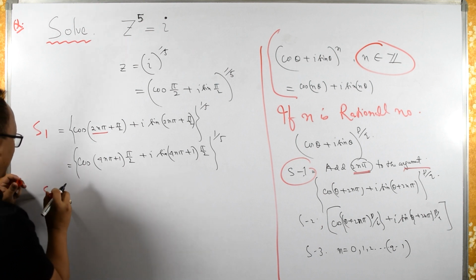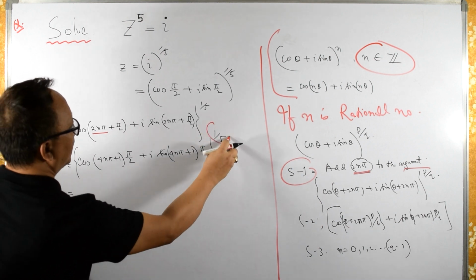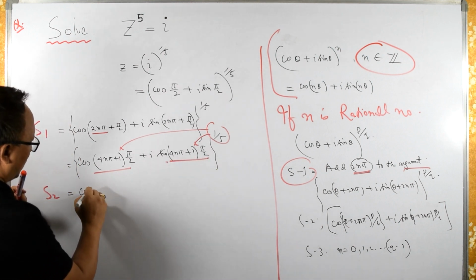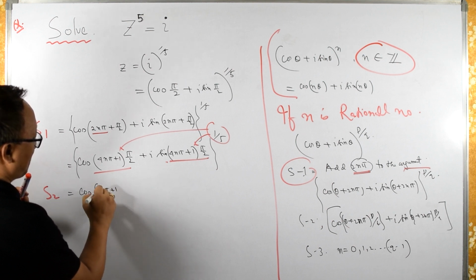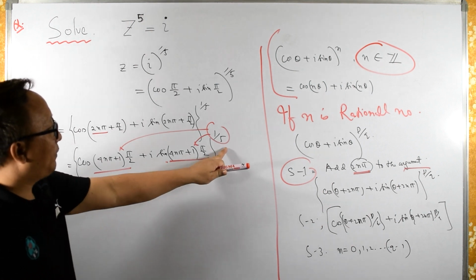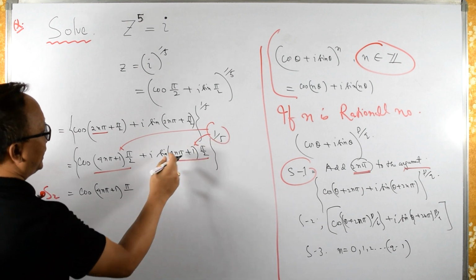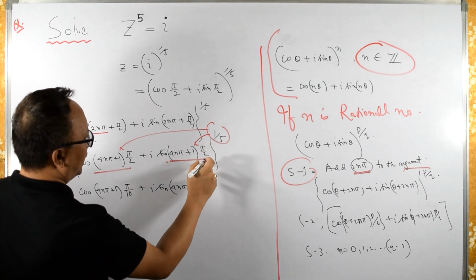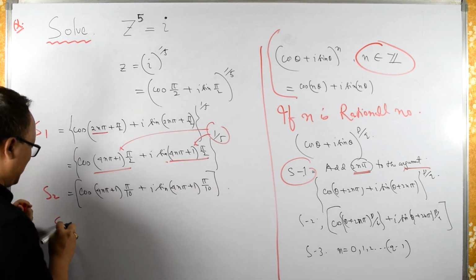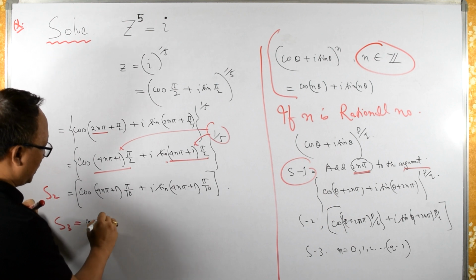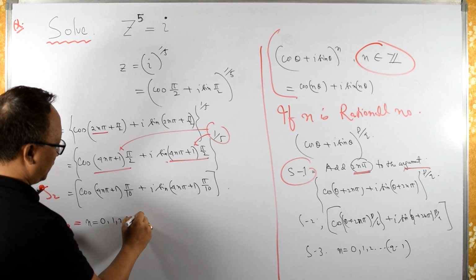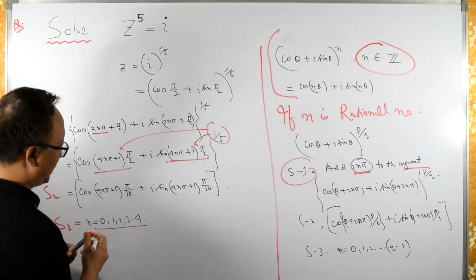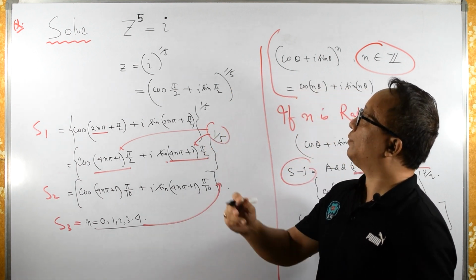Now apply the second step: send the 1 by 5 down to the angles, for both cos and sin. So this is the same as cos((4n + 1)π/10) + i sin((4n + 1)π/10). Now step 3: substitute n equals 0, 1, 2, up to 4. Here q is 5, and 5 minus 1 is 4. Since it is z^5, we'll have 5 values of z.